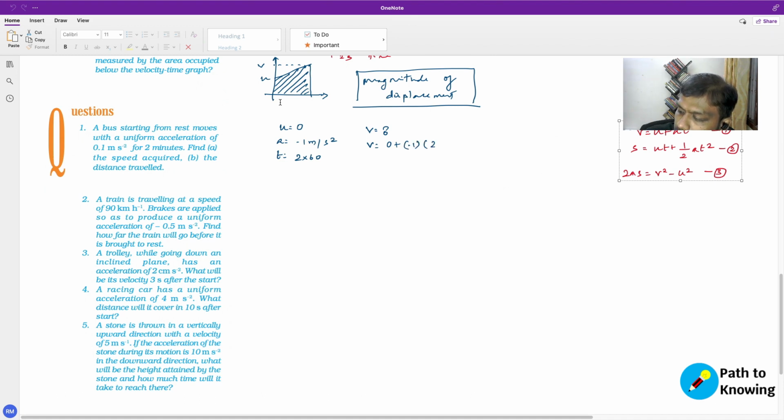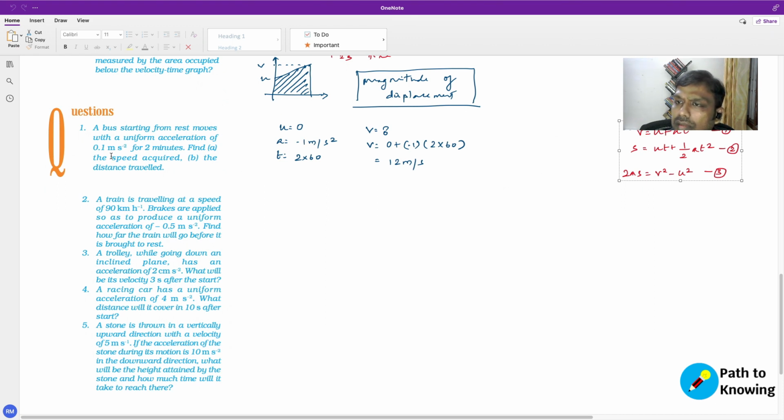2 into 60. So this is your velocity, which is nothing but 120, right? Is it 120? No, it's 12. So it is going to be 12 meters per second. Yeah, it is going to be 12 meters per second. So this is the speed acquired.